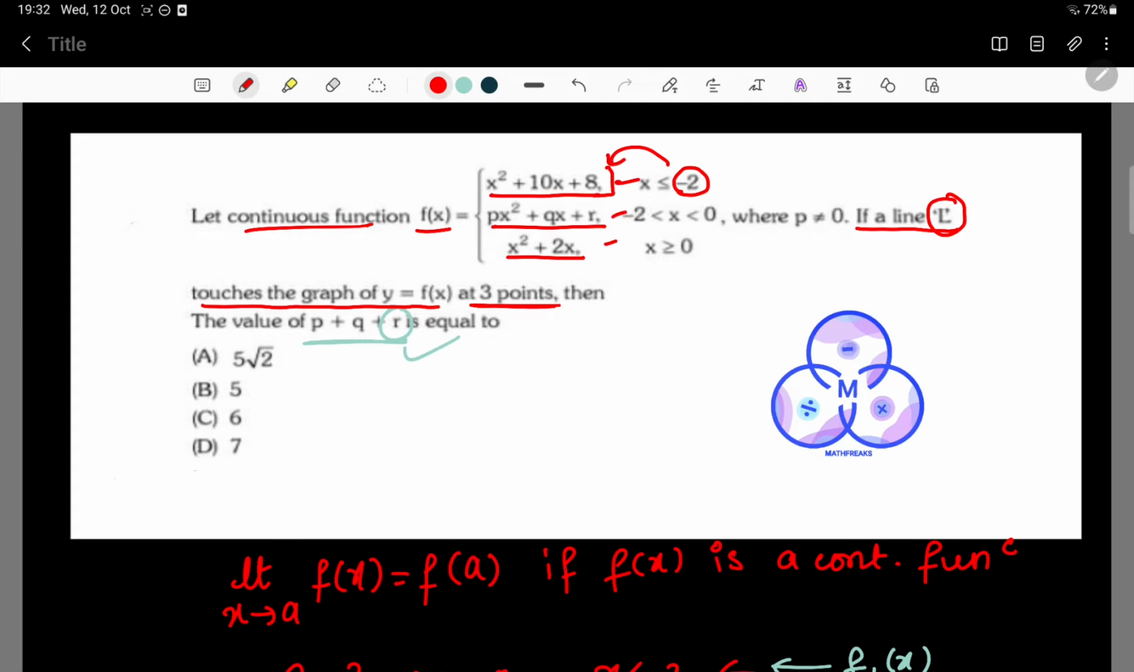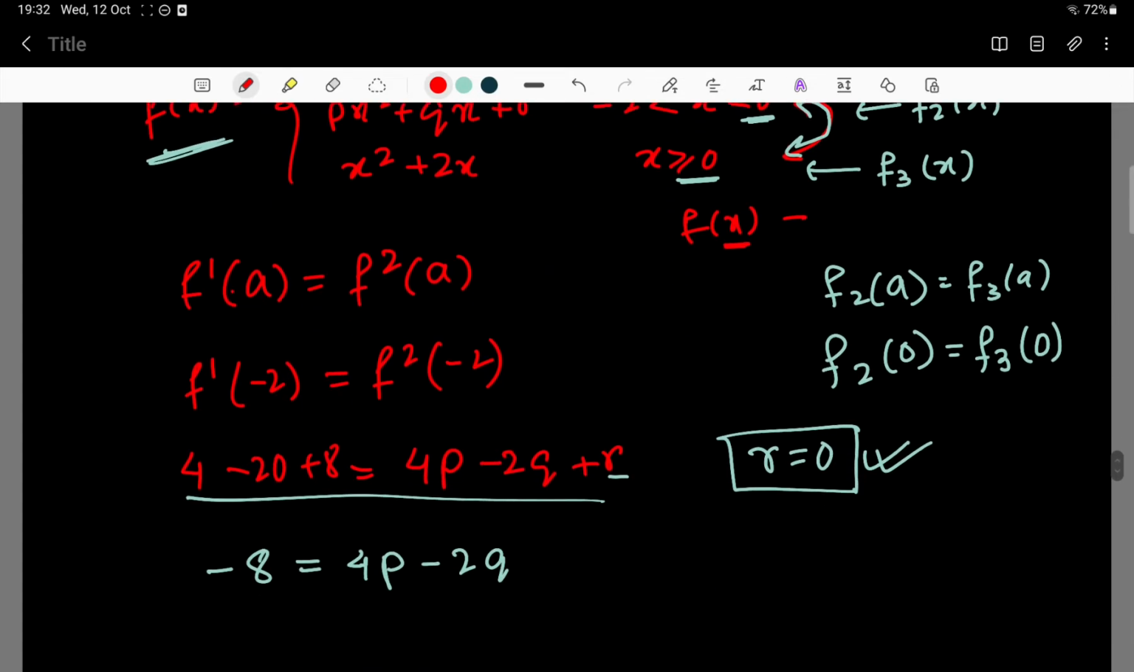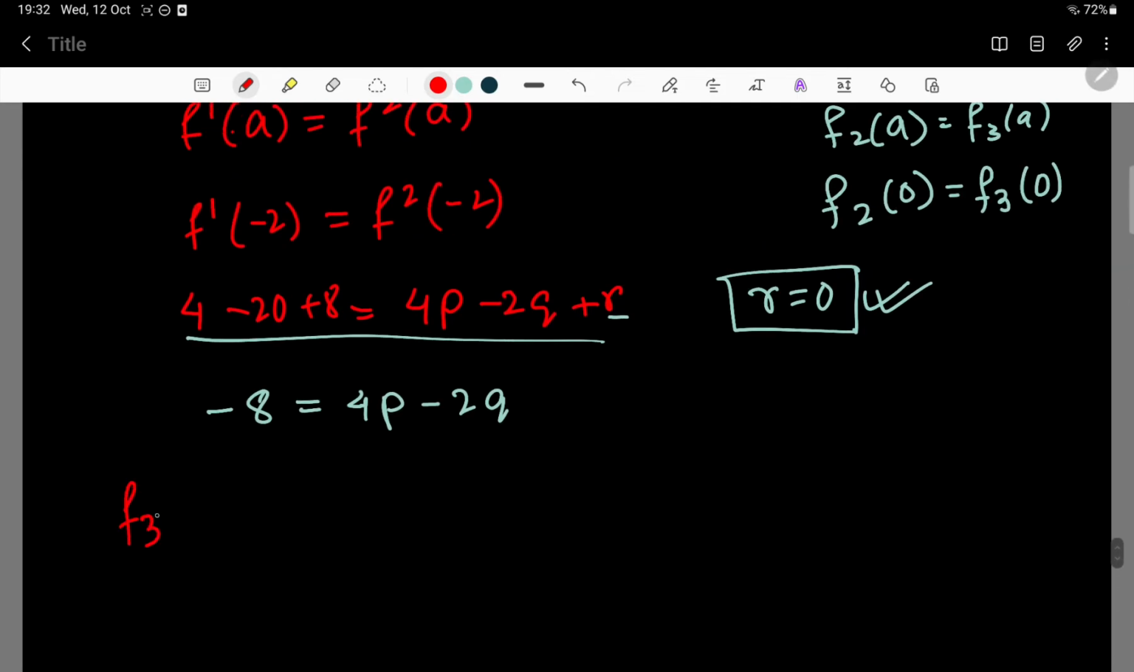Okay, that is what it is trying to state, that L is a common tangent to the three graphs, that is f1, f2 and f3 that we defined. If that is so, let us take say f3. Now we are trying to find the line L, then we can easily find the values of p and q. That is not a big deal.